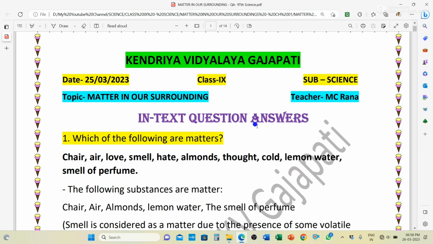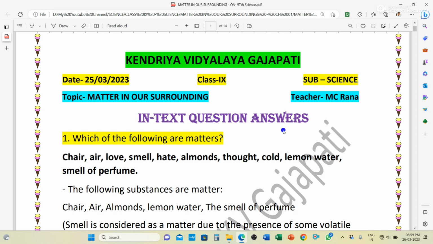So now we are going to discuss all the possible question answers from the chapter matter in our surrounding. This is the first chapter, and this chapter is related to chemistry. In your science book, all the chapters are related to physics, chemistry and biology. In higher classes, your science will be divided into 4 categories: physics, chemistry and biology, and in biology there are botany and zoology. So this is related to chemistry, matter in our surrounding.